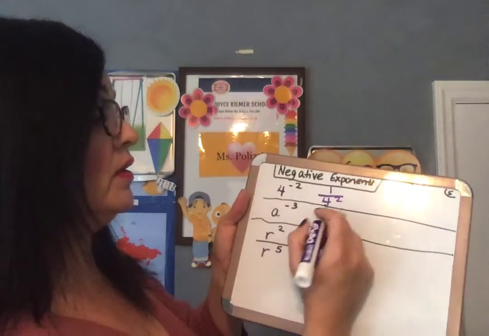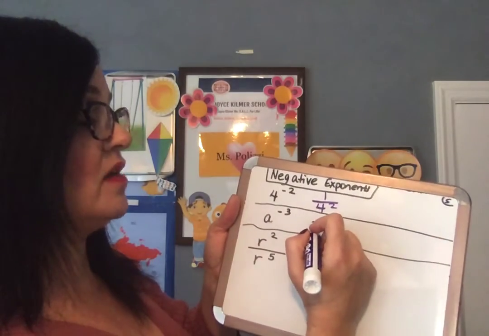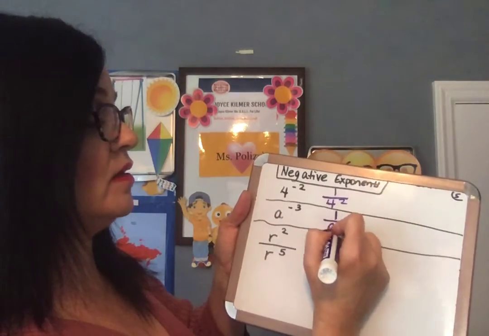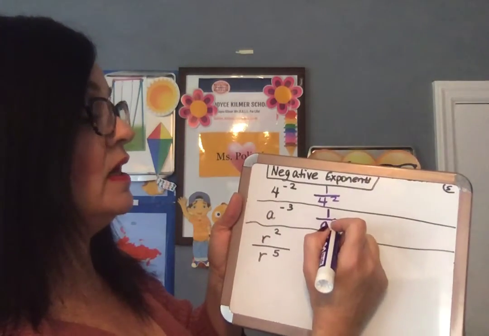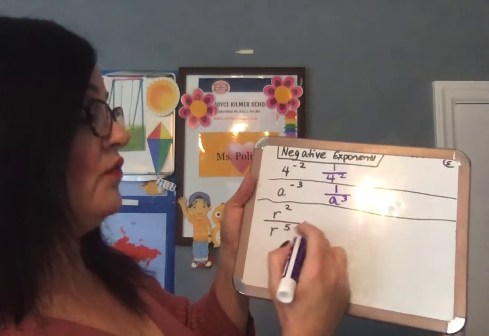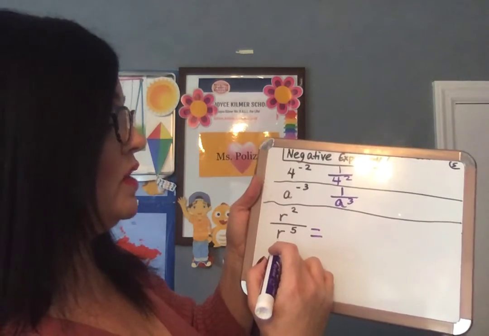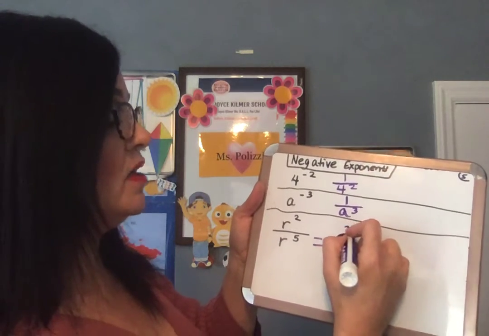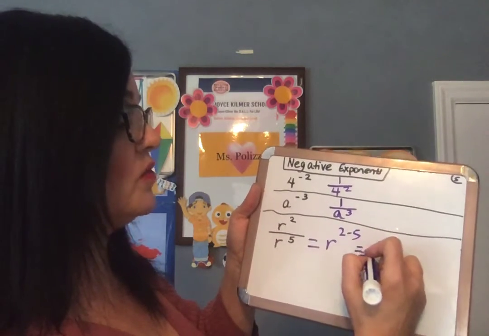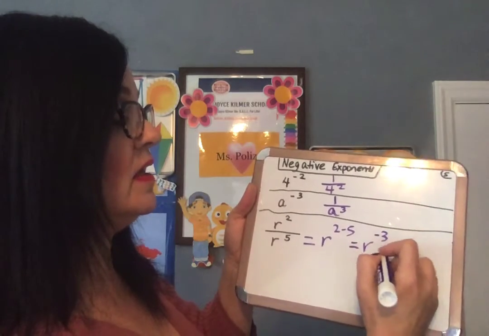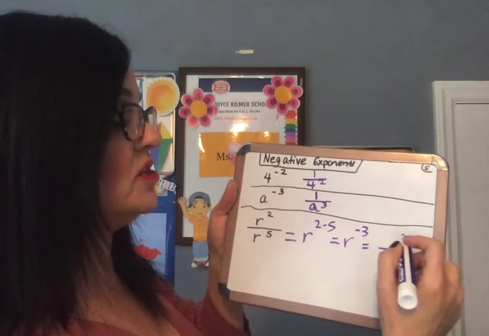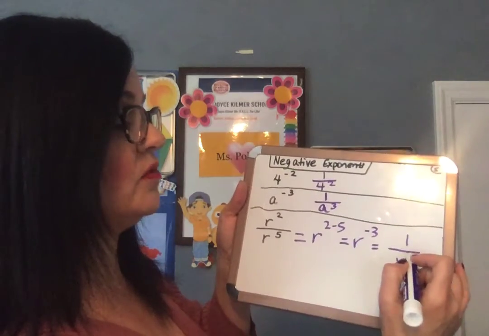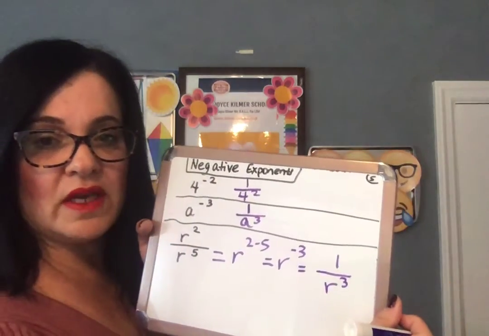Okay, over here, again, to make it positive, you make a fraction line, put a 1 on top, and then bring this to the bottom, and your exponent of -3 becomes positive. Over here, let's solve this problem. We have r to the second divided by r to the fifth, keep the base the same. 2 take away 5 equals r to the -3. And to make that positive, make a fraction line, 1 on top, bring your r to the bottom, and make your -3 positive. And that would be your answer, okay?